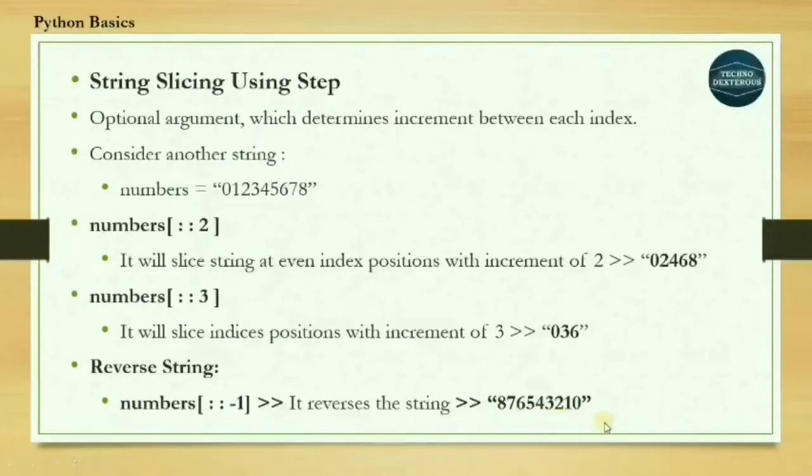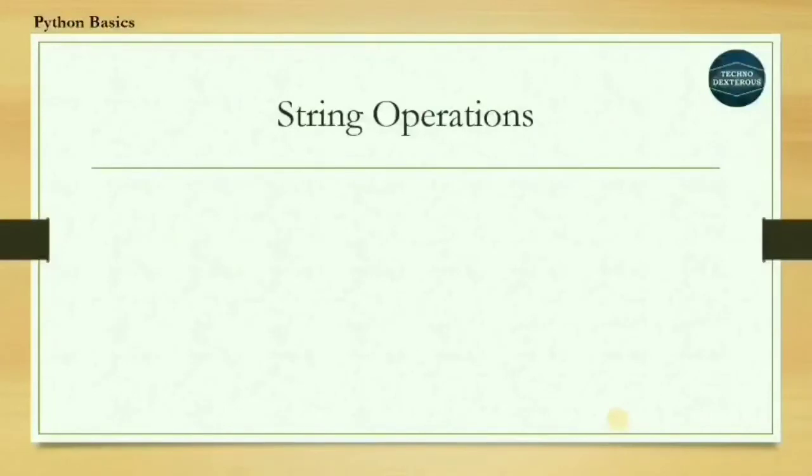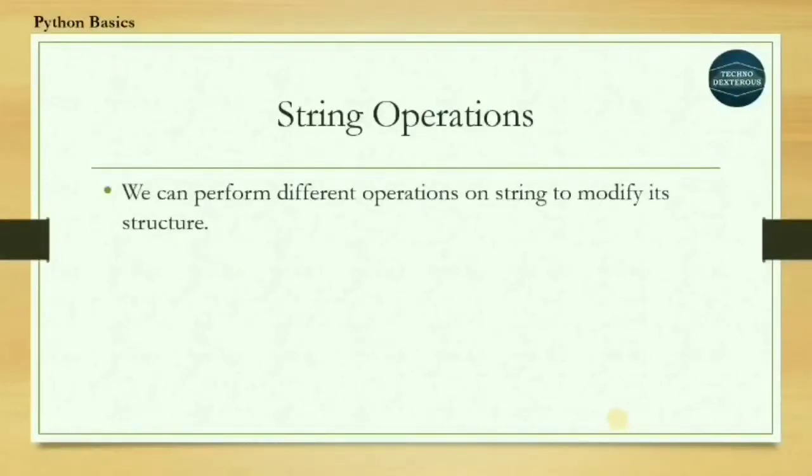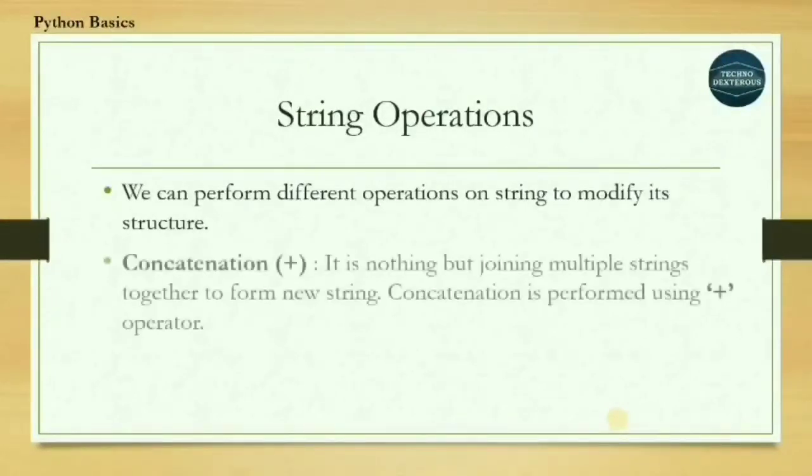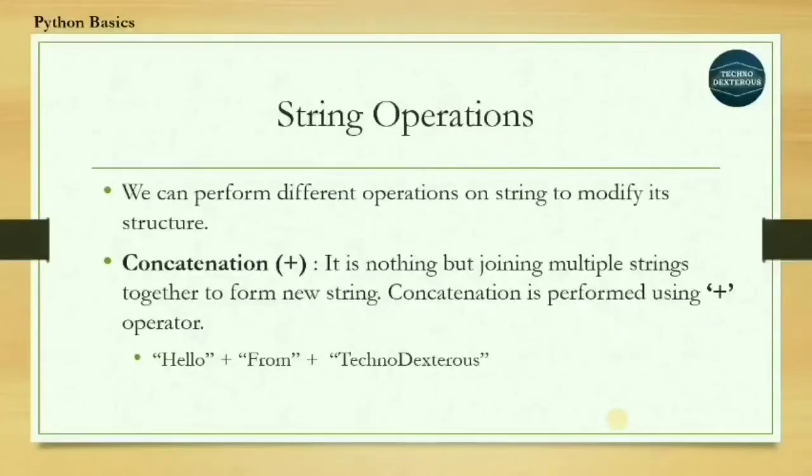Let's move towards string operations. We can perform different operations on string to modify its structure. Concatenation. So what it means, it is nothing but joining multiple strings together to form new string. Concatenation is performed using plus operator. For example, if we perform addition of these string, we will be getting hello from Technodexterous. It will be concatenated in a single string. In this way, the plus operator is used on string to concatenate it.